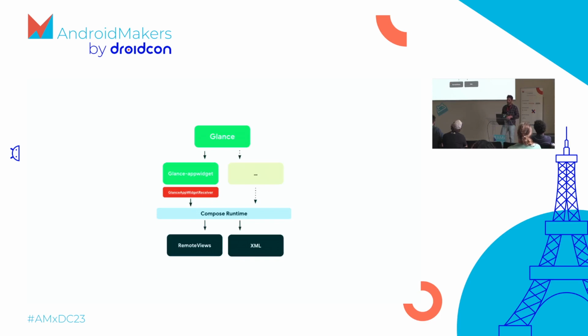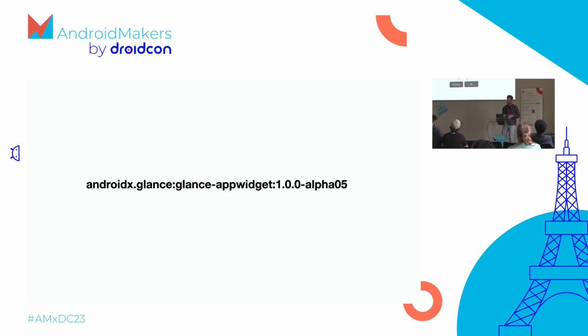And how Jetpack Glance works is, taking the Glance app widget library, you have the Glance app provider, then it's running on Compose runtime to produce RemoteViews and XML. Because on the home screen, we still need to use RemoteViews. It's from API 1, so this is how it is. So the Glance is some kind of wrapper on the RemoteViews that we are displaying on the home screen.